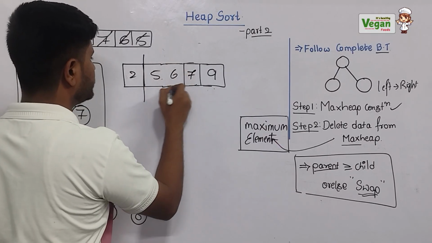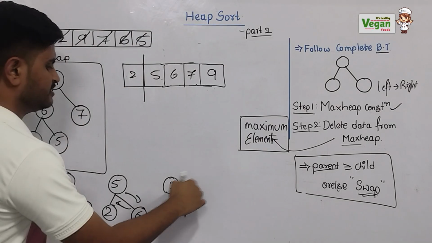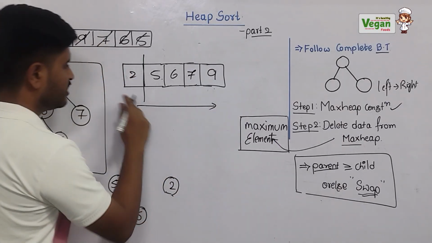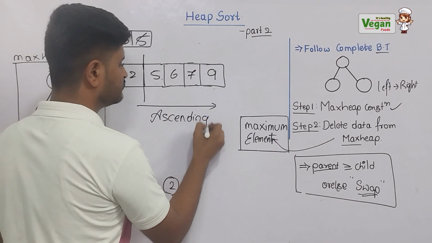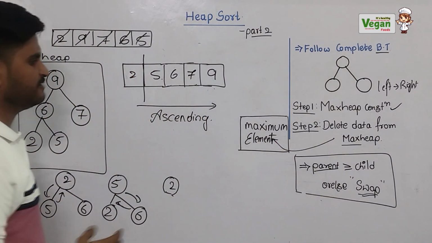So here only one element is left, that is 2. If only one element is left, in the next step you can delete it easily. If you see, the elements are in ascending order. The elements are sorted in ascending order, that is the increasing order. So we completed the heap sort problem.